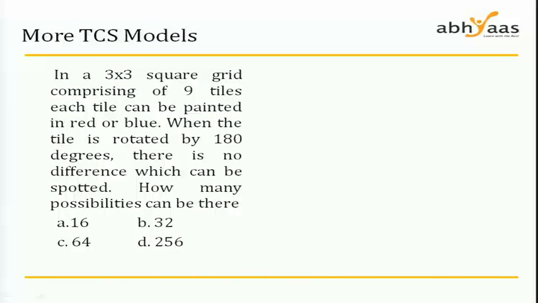Right. Again, this is a very nice question. In a 3x3 grid, comprising 9 tiles, each tile can be painted red or blue. When the tile is rotated by 180 degrees, there is no difference which can be spotted. Right. 9 tiles. Now they are rotated by 180 degrees. There is no difference which can be spotted. How many possibilities can there be?